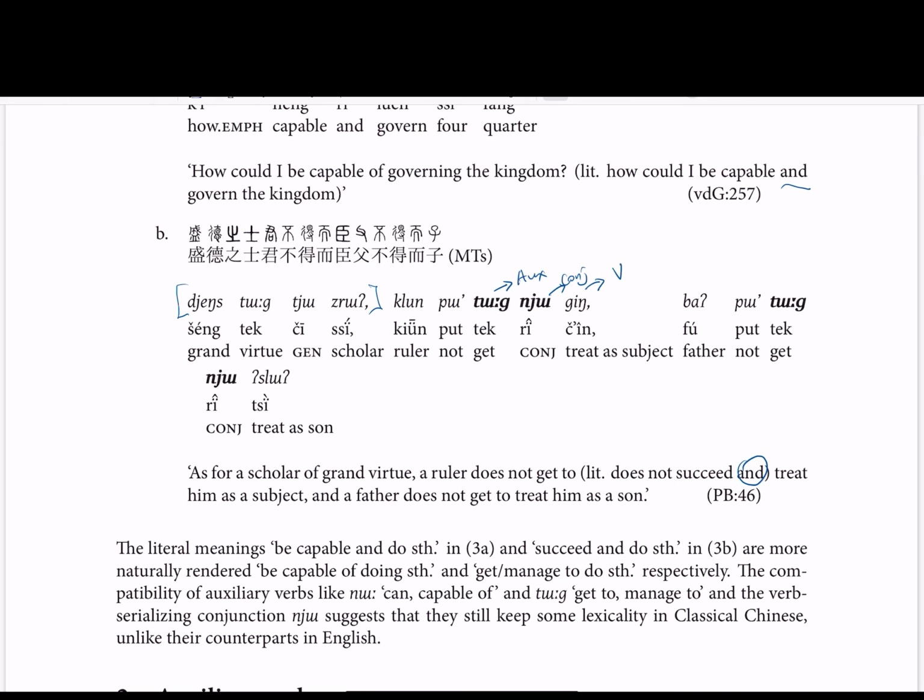And the second half of the sentence has exactly the same structure. Fu means father, so that's the subject. De er zi literally means succeed and treat as a son. A very quick review. In section 1 of this lesson, we have learned 2 verbal conjunctions in classical Chinese: er for adjective coordination, and er for verb serialization.